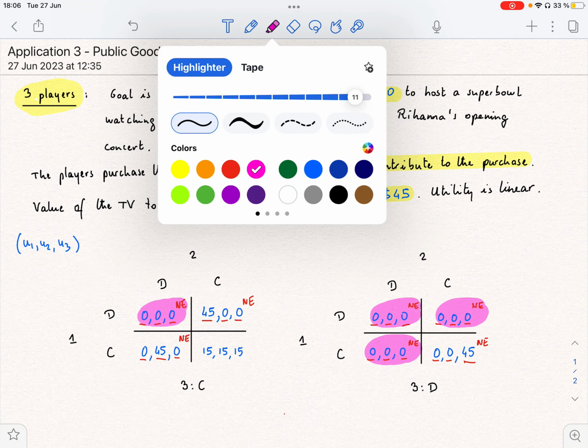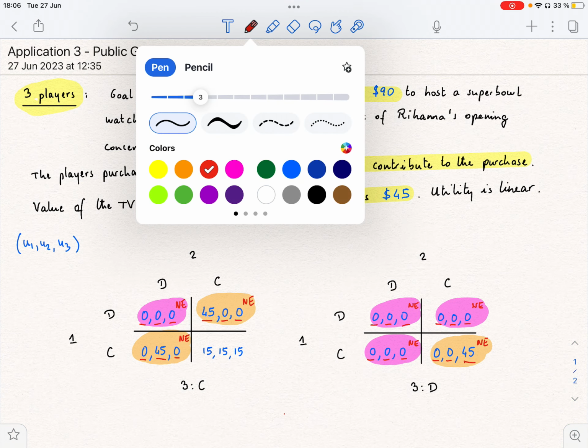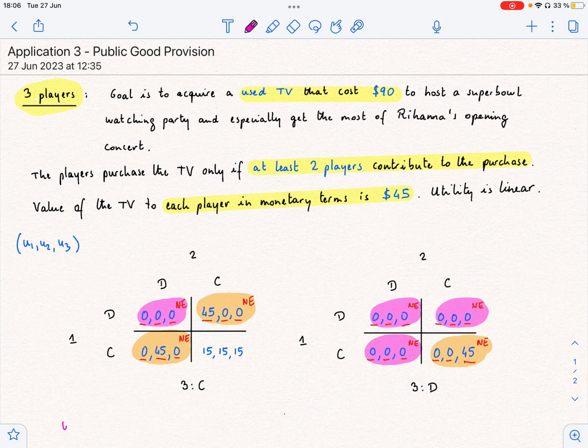The second type of Nash equilibria are those where we have a free rider. So where two players contribute and are indifferent between contributing and not contributing, and a third player is free riding on the contribution of the other two players. So the pink Nash equilibria highlight the issue of underprovision of the public good. We could be in an equilibrium where the public good is not provided despite the fact that everyone would be better off if it was provided.